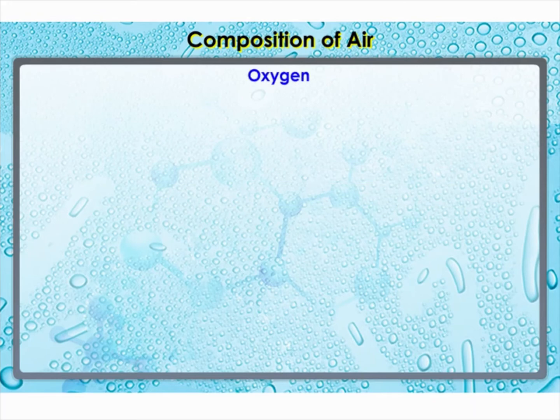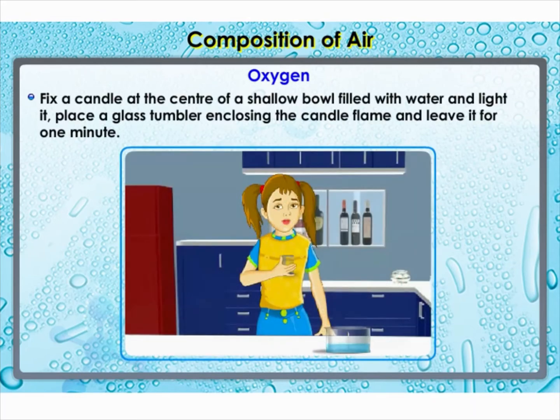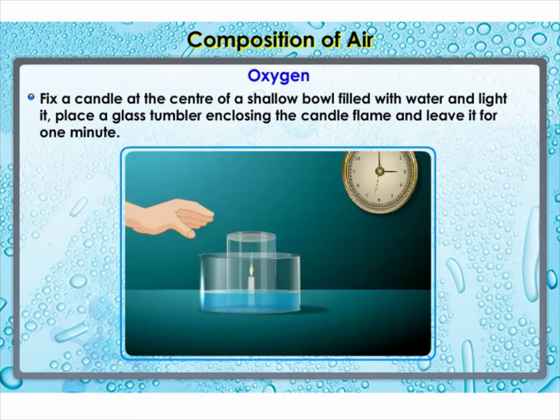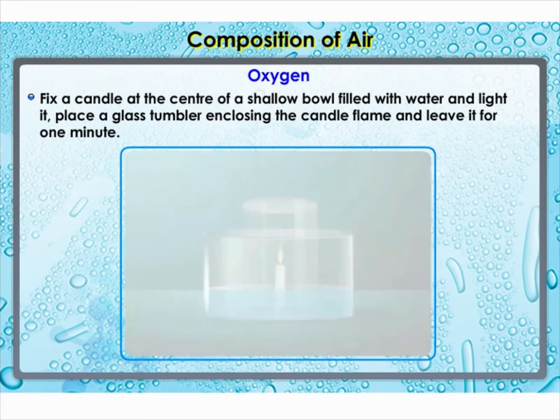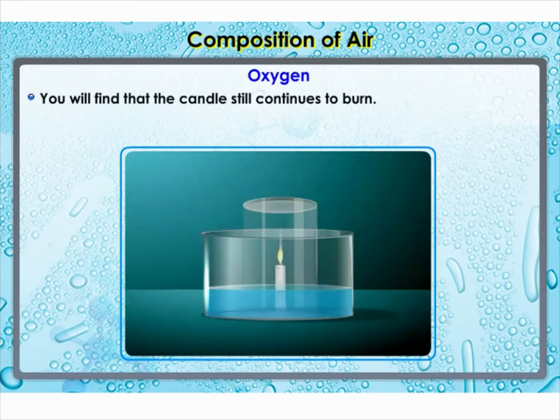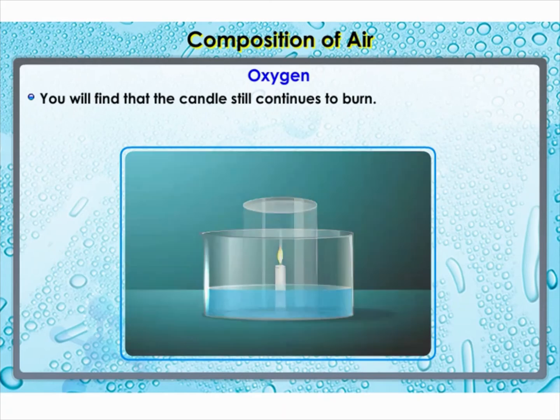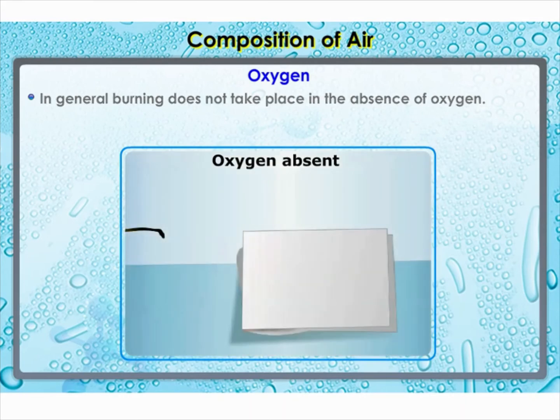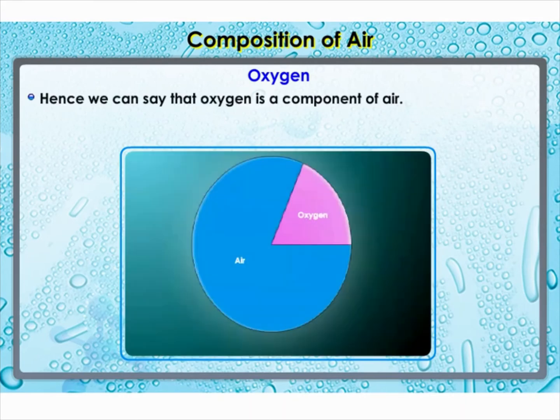Oxygen. Fix a candle at the center of a shallow bowl filled with water and light it. Place a glass tumbler enclosing the candle flame and leave it for a minute. You will find that the candle still continues to burn. In general, burning does not take place in the absence of oxygen. Hence, we can say that oxygen is a component of air.